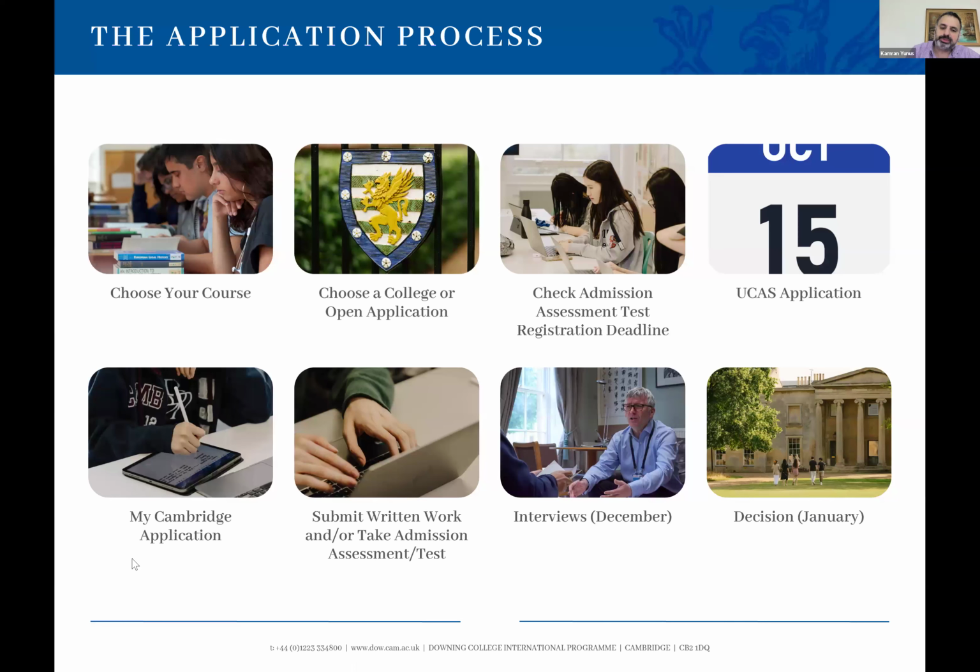Another thing is submitted written work. For some of the arts and humanities subjects, we may ask students to submit two essays. These are good examples of your writing skills. These should be essays that your teachers have marked. And if they've given you feedback, I would always encourage you to include a one-page synopsis of how you would improve that essay now that you had feedback.